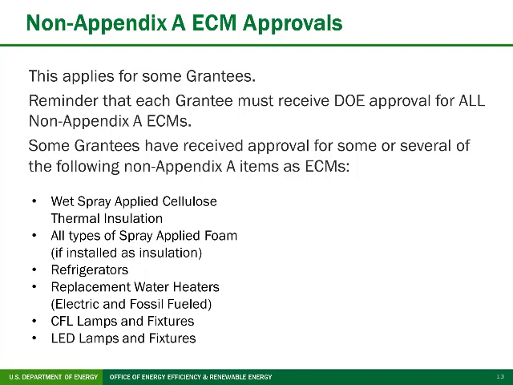Some of these items: wet sprayed applied cellulose, any type of spray applied foam if it's installed as insulation, refrigerators, replacement water heaters, CFLs, LEDs. These are items that have previously been approved for some grantees, but if you would like to add them to your program, consult your project officer and refer to Attachment 6 of this WPN on how to do that.